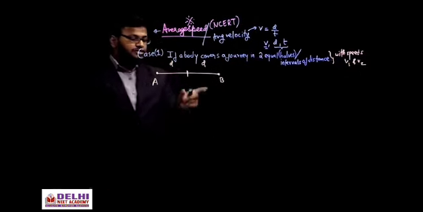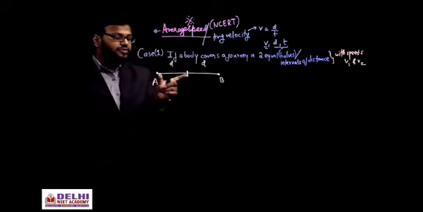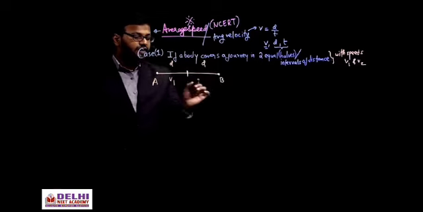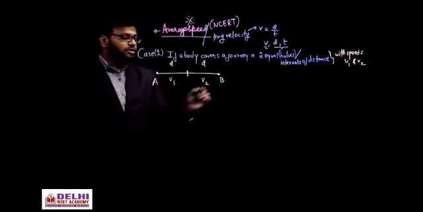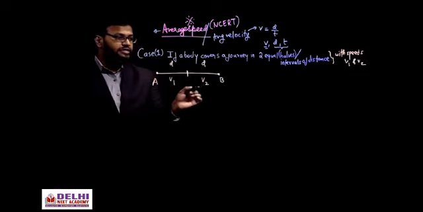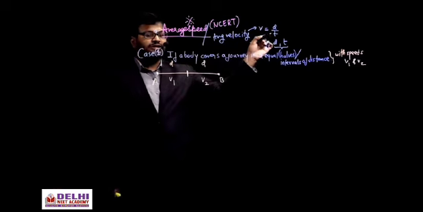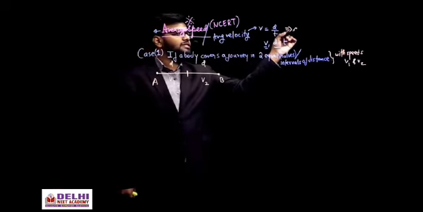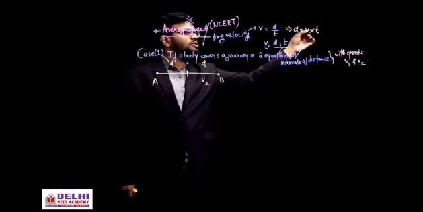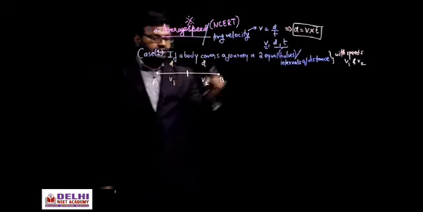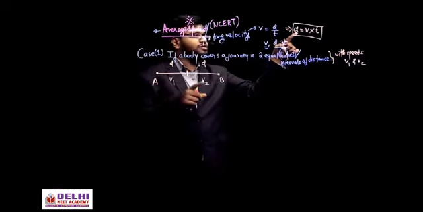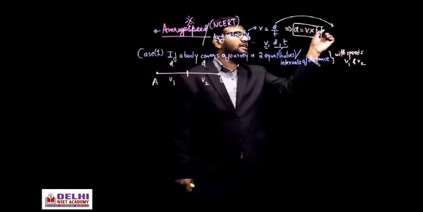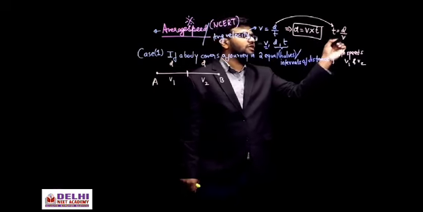The journey is divided into 2 equal halves. In the first part of the journey it travels with speed v1, and in the second half it travels with speed v2. I have to calculate the average speed for this. Will time be the same? We know velocity equals displacement by time, so distance is equal to velocity multiplied by time. Distance is the same but velocities are different. So what do we get for time? Time is equal to distance by velocity.